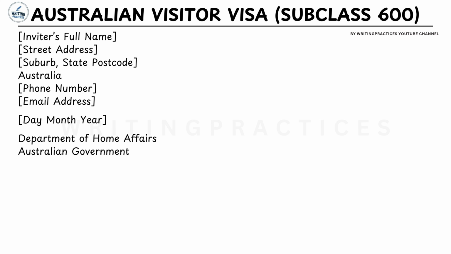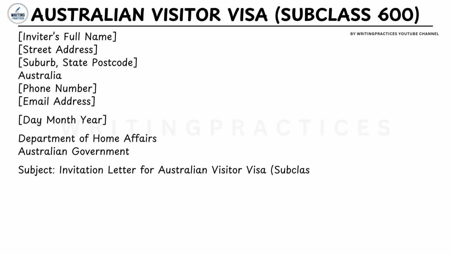Subject line. Write the visa type and the visitor's full name. Example, subject, invitation letter for Australian visitor visa, Subclass 600, for John Michael Smith. This helps immigration officers immediately understand what the document is about and which applicant it supports. A clear subject line also makes the letter easier to organize during application review. Always use the visitor's full legal name exactly as it appears on their passport.